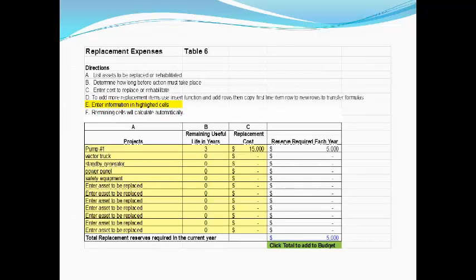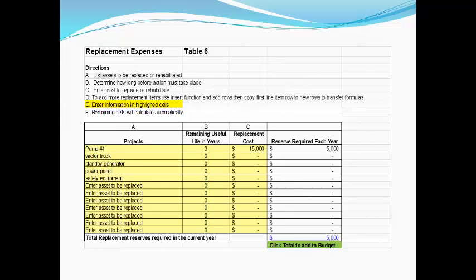Table 6, replacement expenses, is a component of the rate methodology. In this table, we identify those assets that are operational, pieces of equipment, pumps, motors, generators, vehicles, things like that, and that are going to last less than 20 years. What the applicant does is they identify those replacement items, and in the top line it's a pump number 1. It's identified that that pump will last 3 more years and it'll cost $15,000 to replace.